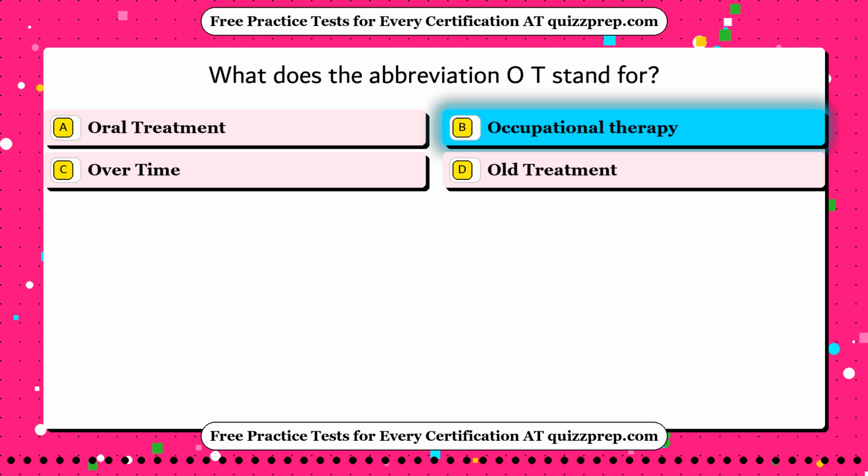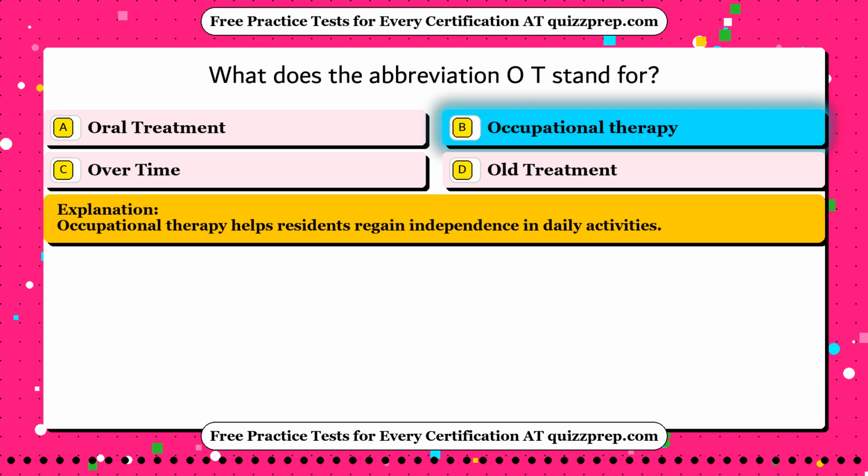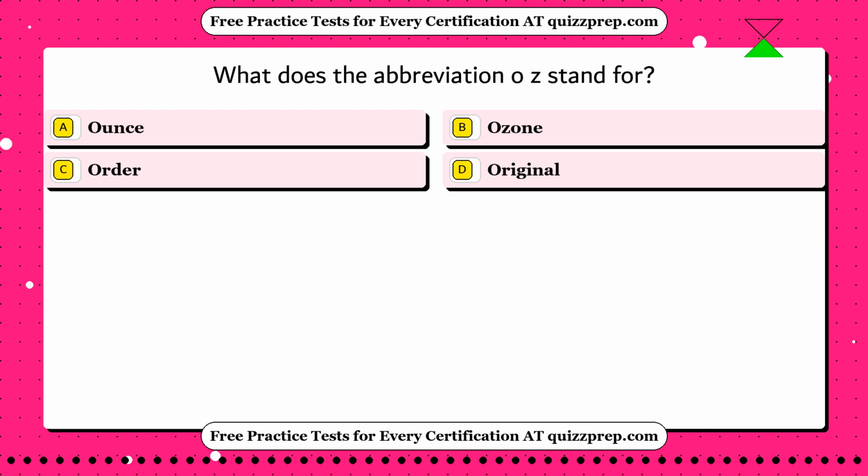The correct answer is option B, occupational therapy. Occupational therapy helps residents regain independence in daily activities. Question 85. What does the abbreviation OZ stand for? Option A, ounce. Option B, ozone. Option C, order. Option D, original.